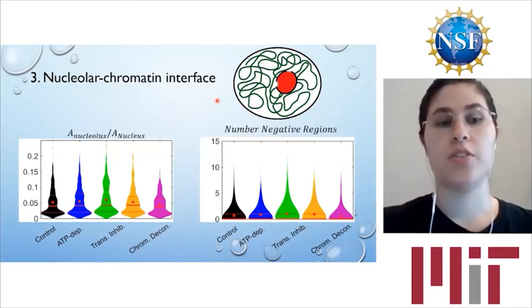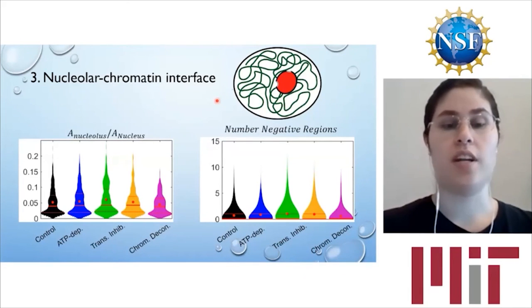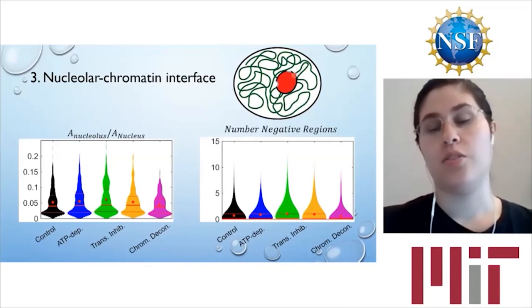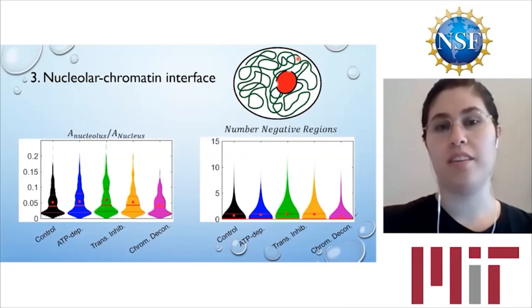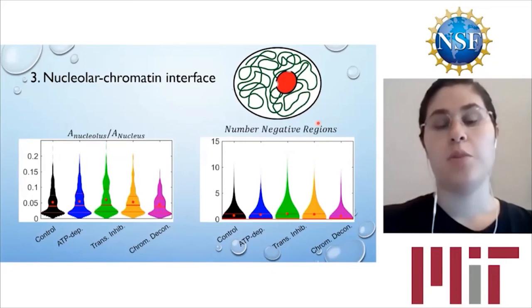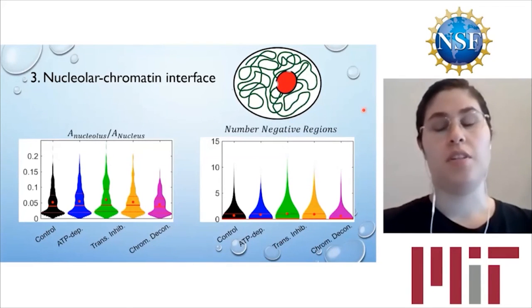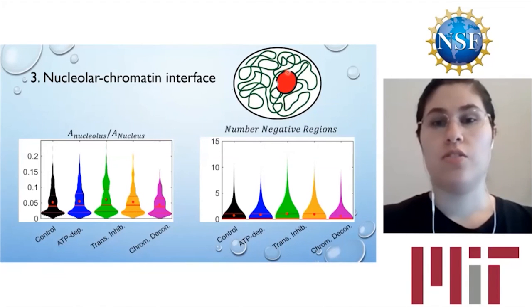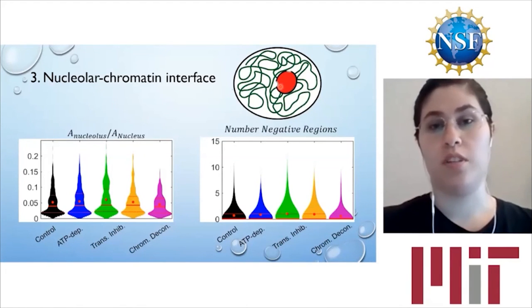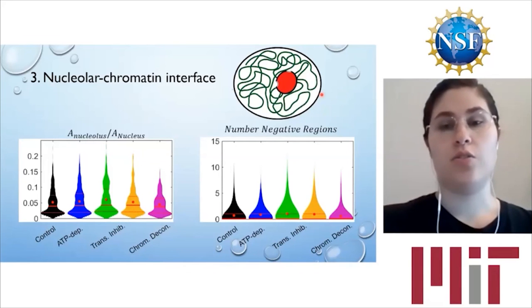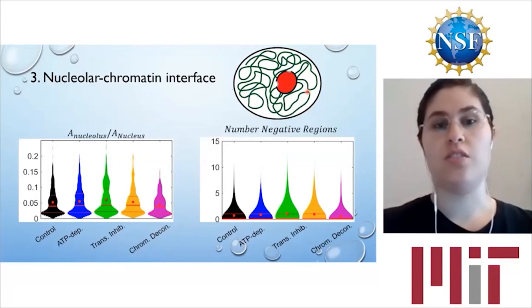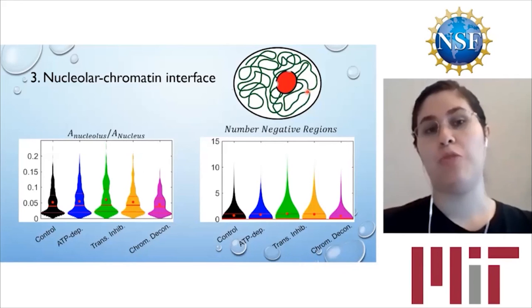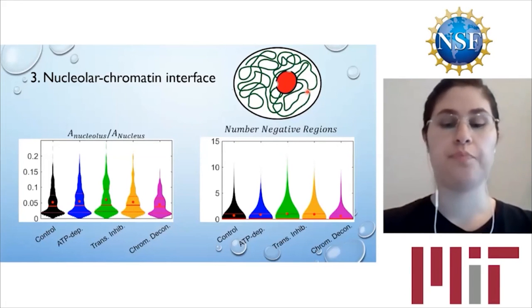So the first thing we measured is the area of the nucleolus divided by the area of the nucleus. And so in this cartoon, that's the area of this red nucleolus divided by the area of the nucleus. And then we also looked at a quantity, the number of negative regions. So in this nucleolus here, you see these two regions where the curvature of the contour is negative, and those are labeled in gray. And so this nucleolus would have two negative regions. And so what we're probing with that quantity is how rough is the surface of the nucleolus.